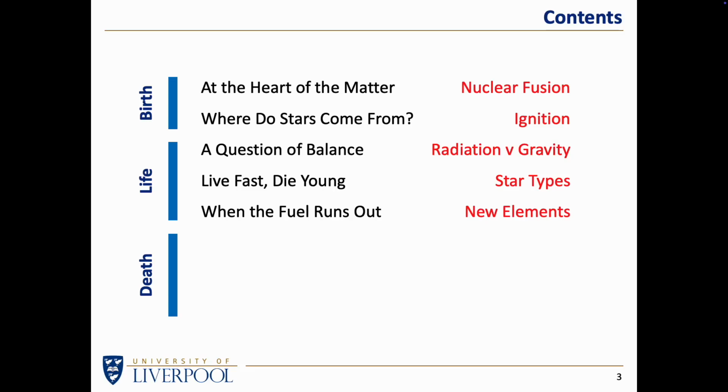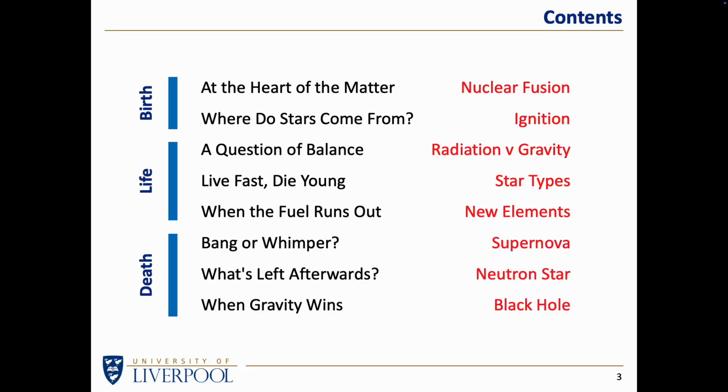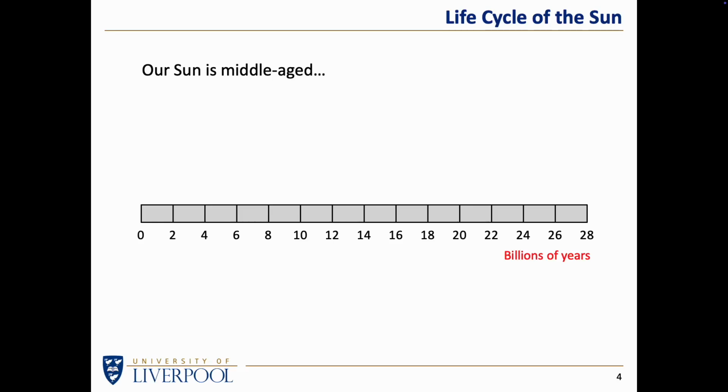We'll be looking at the key balance in every star, which is the balance between radiation pushing out and gravity pulling in. We'll be thinking about how the mass of different stars affects their lives. And we'll be asking the question, what happens when the nuclear fuel runs out? How does that lead to the death of stars? Do they end their lives with a bang or with a whimper? And what's left afterwards?